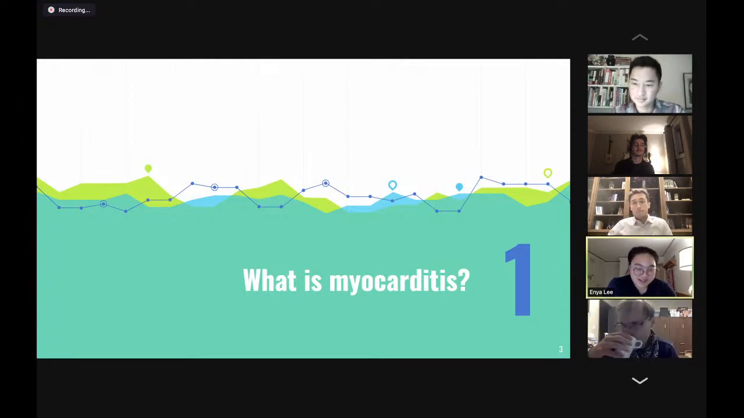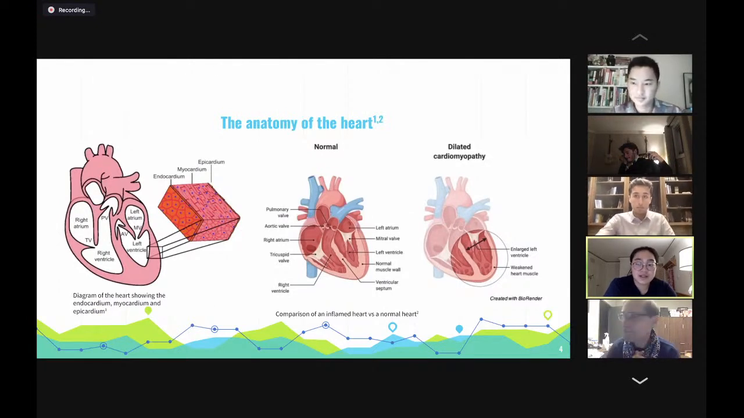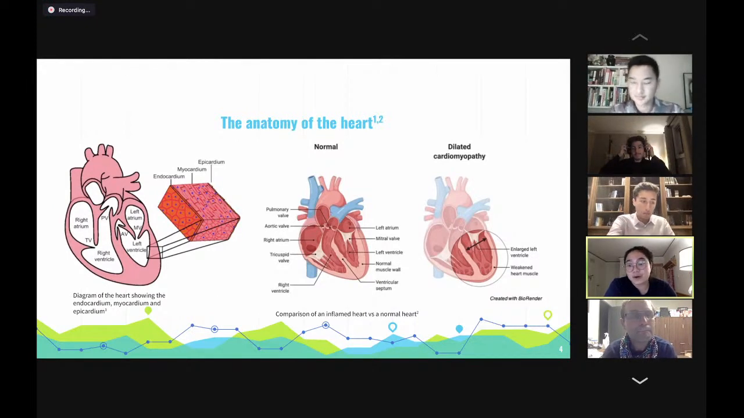Yep, so before getting started, let's take a look at the anatomy of the heart and the parts we're interested in today. The myocardium is in between the epicardium and the endocardium. It is the muscle of the heart, and it's responsible for contracting and releasing to help keep the heart pumping blood around the body. However, when one develops myocarditis, the heart muscle is weakened and is unable to help pump blood efficiently. That's going to correspond to the picture on the far right.